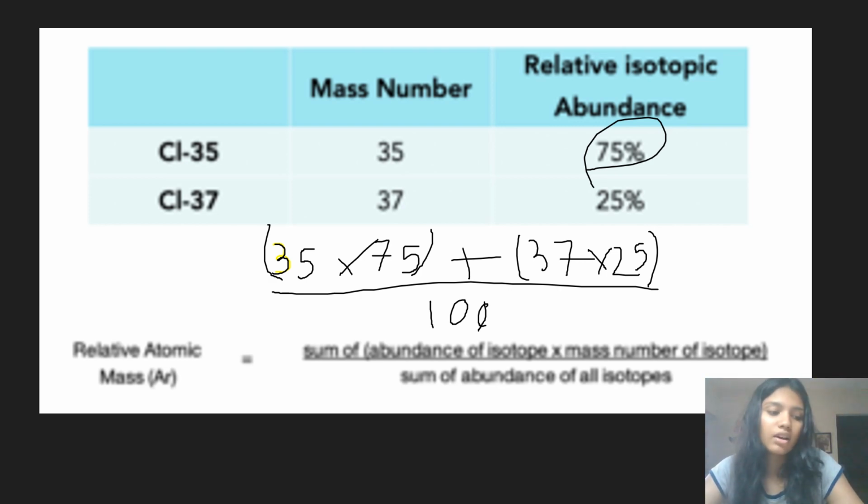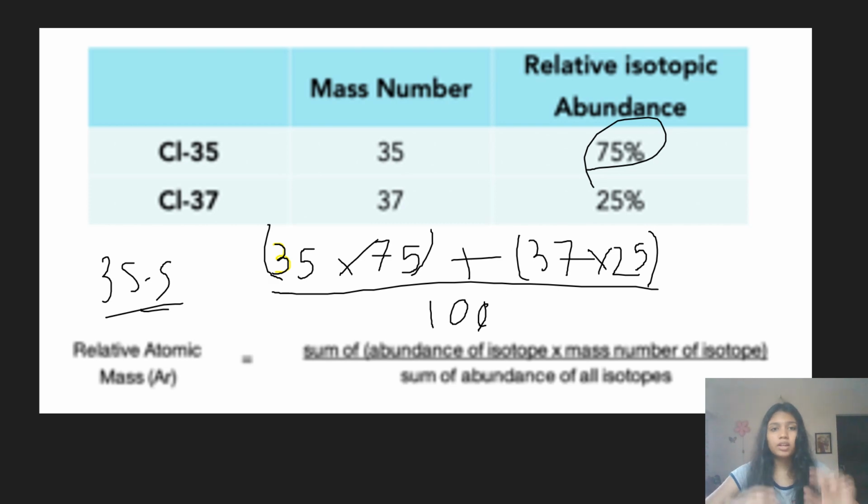35.5, which is the correct answer, which is also going to be given in your periodic table booklet in your exam, because that's the relative atomic mass. That's how you find it out. You multiply mass by abundance, add up all the quantities, divide by 100, you get your answer. So that was basically it for part 1 of this chapter.